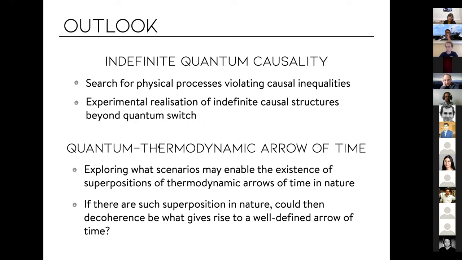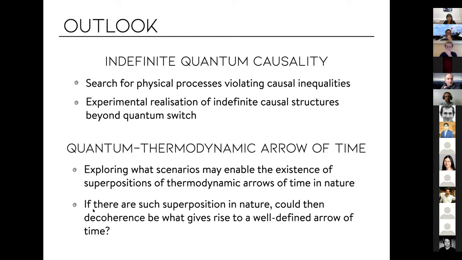And from the perspective of the quantum thermodynamic arrow of time, I believe it would be interesting to explore what scenarios may enable the existence of this superposition of arrows of time in nature. The setup I was showing you before would be a way of building this in the lab and trying to study those in the lab. And so it would be interesting to see whether there is any situation in nature that may enable those sorts of things to actually arise.